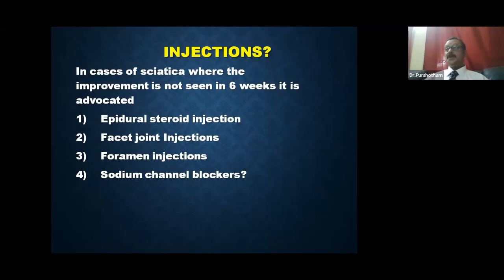Facet joint injections, I have no experience. The spine surgeons give, it is more of diagnostic, and if they give local anesthetic, and it confirms, then they proceed with a long effective anesthetic. Likewise, they give into the foramen also. These all require either CR.